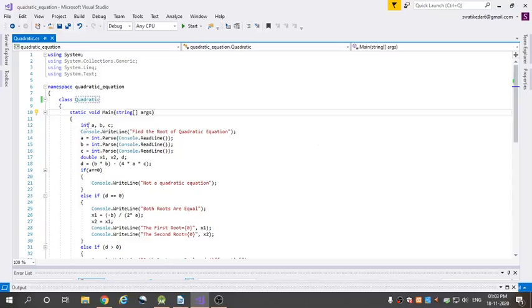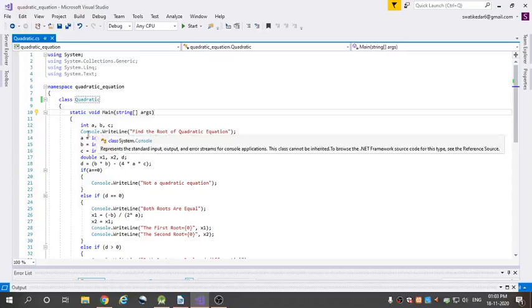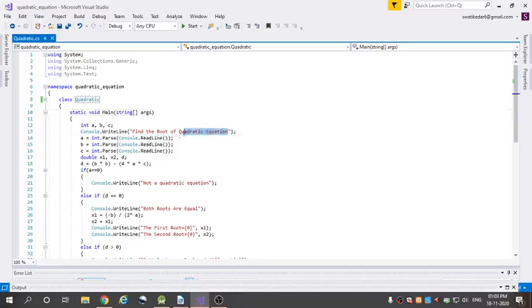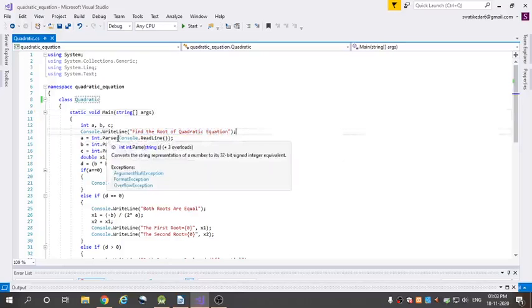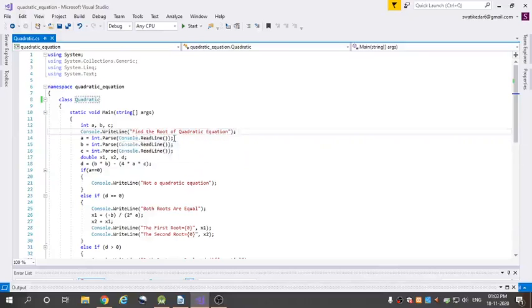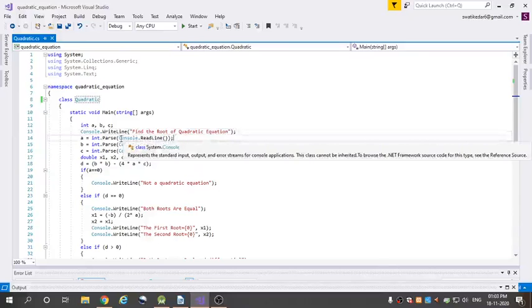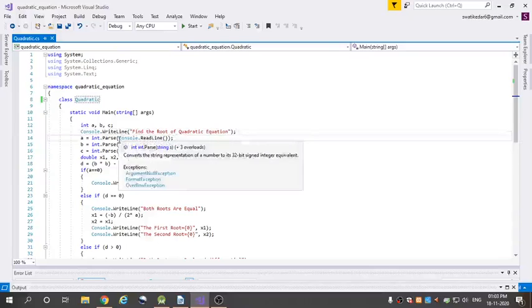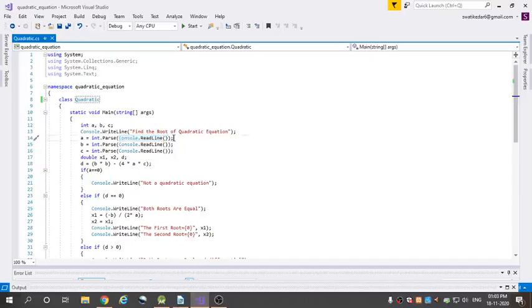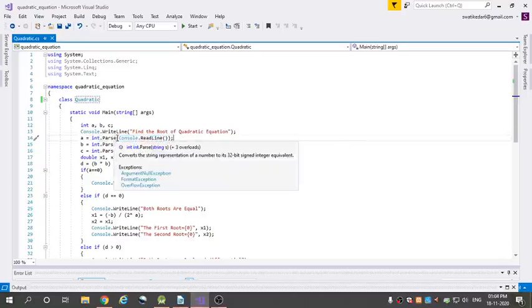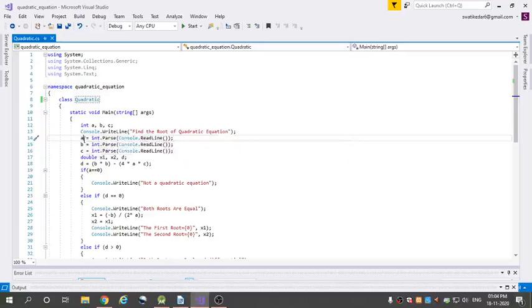And inside the main method we have declared here three variables a, b, c of type integer. After that Console.WriteLine in bracket in double quotes "find the roots of quadratic equation", and this prints on the console. After that a is equal to int.Parse in bracket Console.ReadLine method. This line means in C# by default if I enter some value on the console, it is considered as a string and we have to convert it into integer.